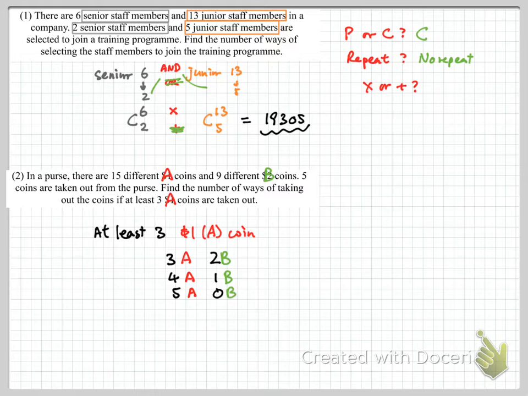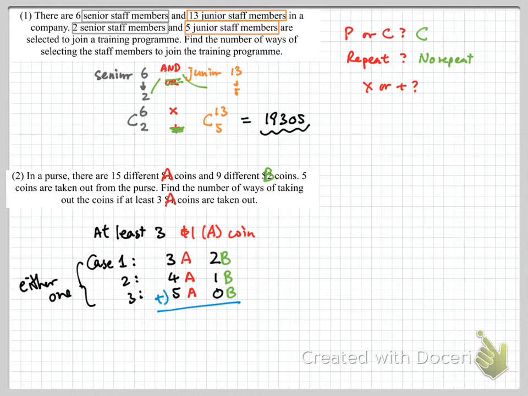So there are 3 cases: case 1 is 3A and 2B, case 2 is 4A and 1B, and case 3 is 5A and no B. Each of these is either-or. If it is case 1, it cannot be case 2. If it is case 2, it cannot be case 3. So they are a typical example of mutual exclusiveness. It is either case 1 or case 2 or case 3. If we use or to combine them together, we add them up.